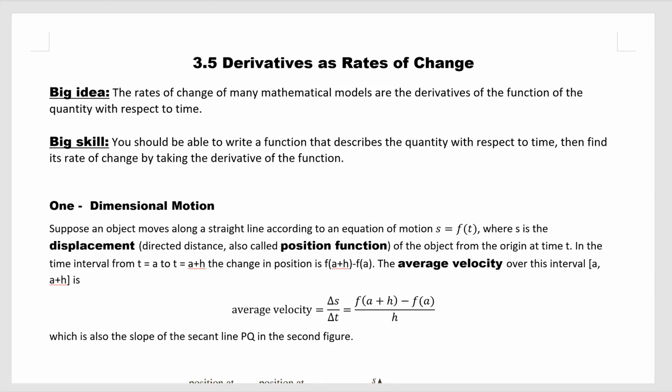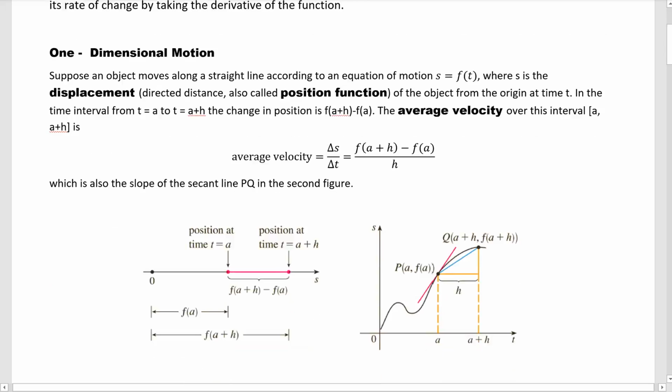So the first model, one-dimensional motion. Suppose an object moves along a straight line according to an equation of motion. So s is the displacement, s equals f of t. Displacement is also the directed distance. It's also called the position function. Distance is just magnitude, positive numbers, right? But directed distance could be a negative number. So a negative number means it's opposite to the direction that you define to be positive.